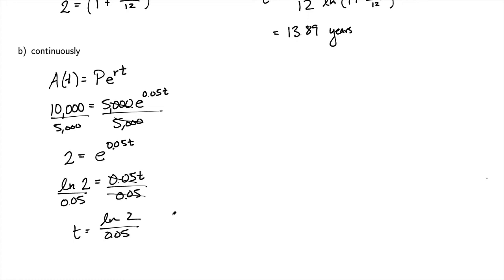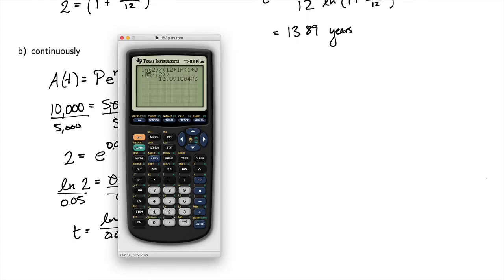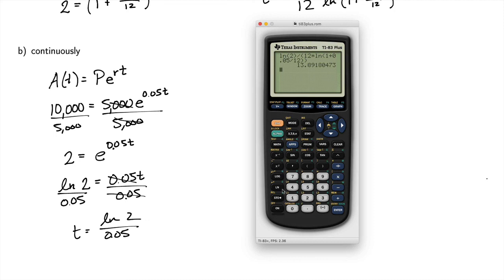Of course, we'd like to get a decimal form for that. So we can plug this into our calculator. Natural log of 2 divided by 0.05. And we get 13.86, round to the nearest hundredth there.